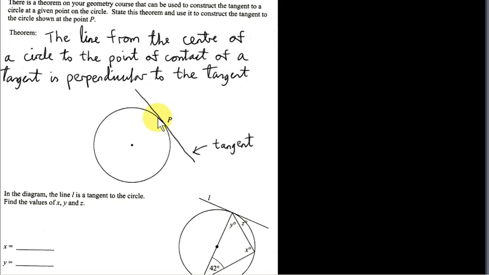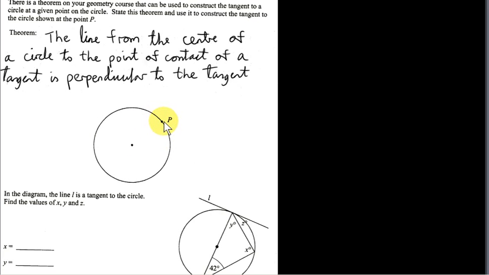Now, the theorem says that if we take a line from the center of a circle, so this is the center of this particular circle, to the point of contact of a tangent, that is from C to the point P, then this line is actually perpendicular to the tangent. That's the theorem. I guess it's not too surprising that we get 90 degrees.